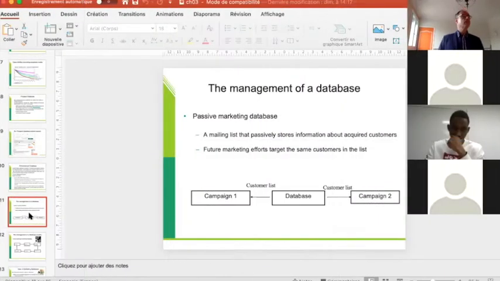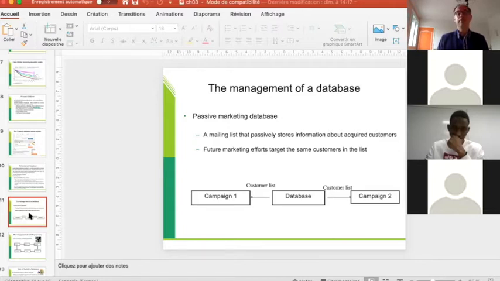So we've seen three types of databases: customer databases, prospection databases, and enhancement databases. Now we will see how to manage the database. A passive database is like a photo. You take a picture at one moment, but you don't actualize the data.